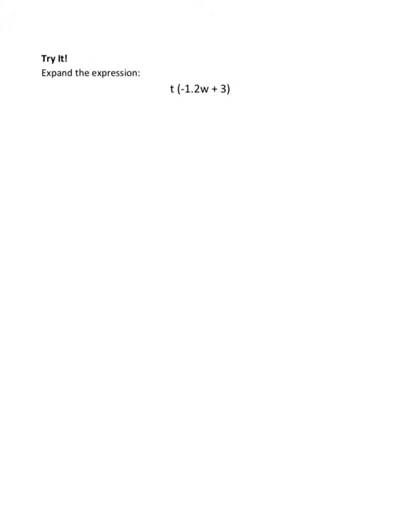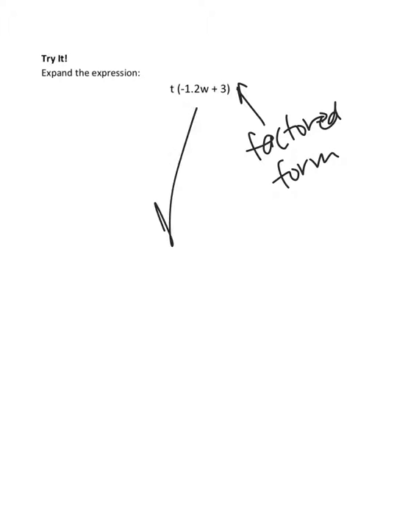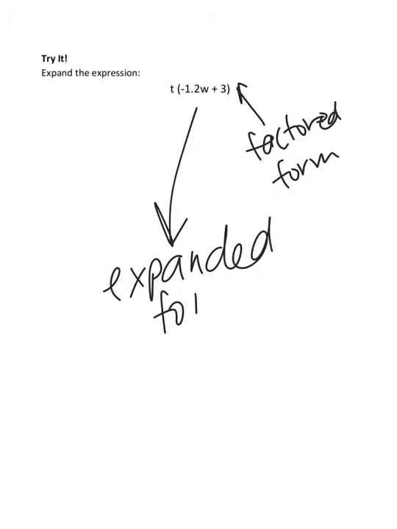So now we're going to look at this try it, which is talking about expanding the expression. So again, this is an expression that's written in factored form. Try and get used to this terminology. You want to write this in expanded form. So go ahead and try that example.